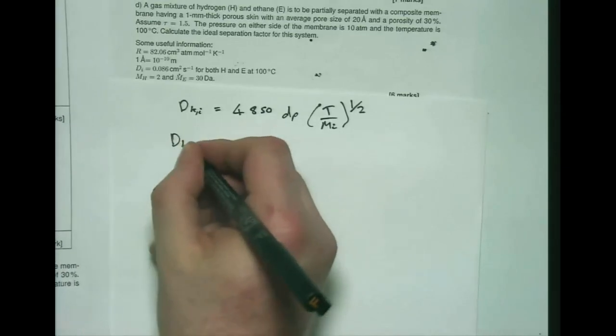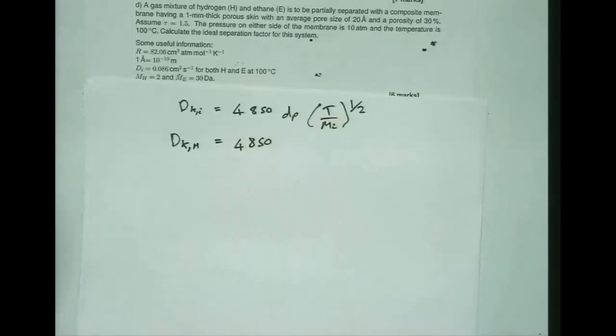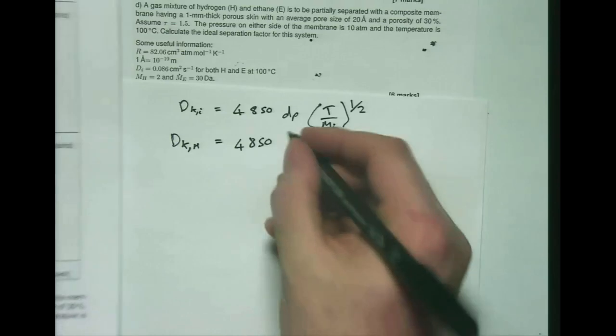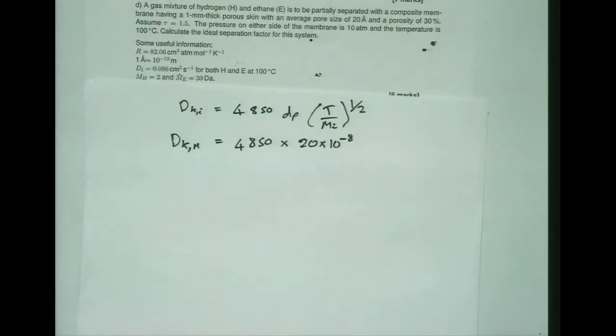So for hydrogen, we plug in the diameter of the pores, which is 20 angstroms. We're told what an angstrom is, but you need the unit in centimetres. Now, I've not given you the conversion of centimetres to metres. I hope that you might remember that. We know that it's 20 times 10 to the 8 centimetres.